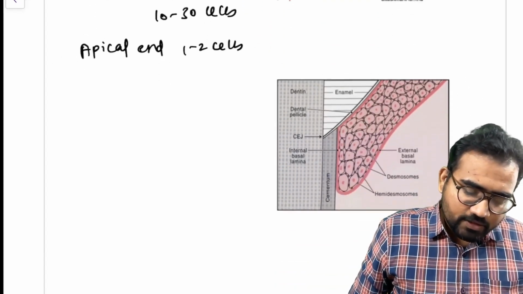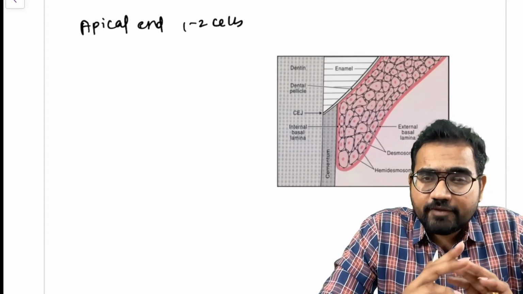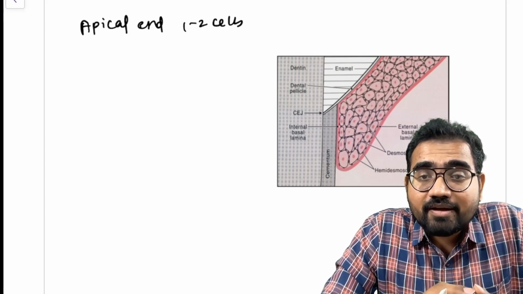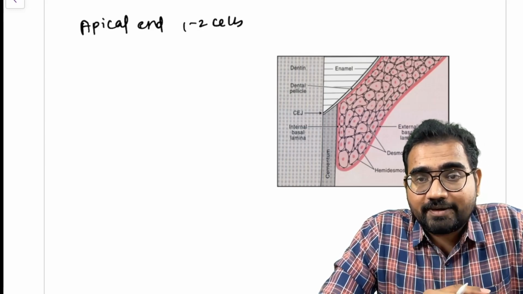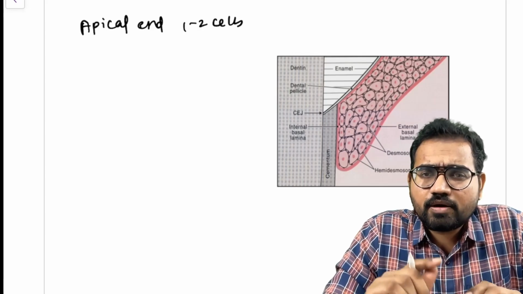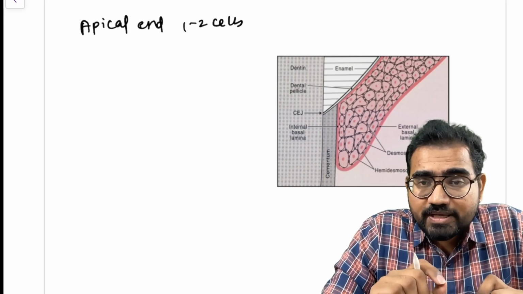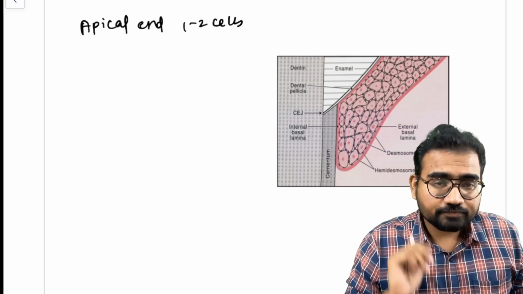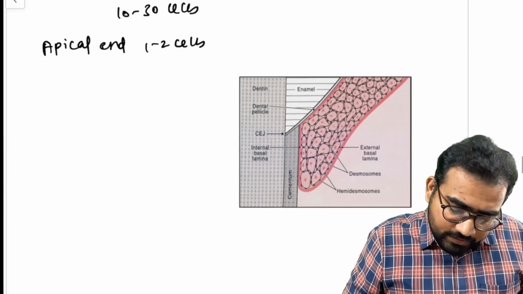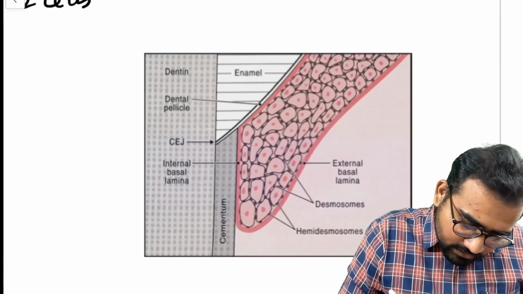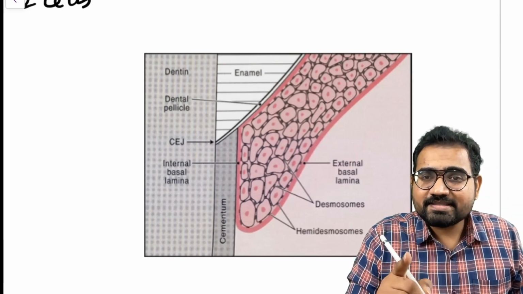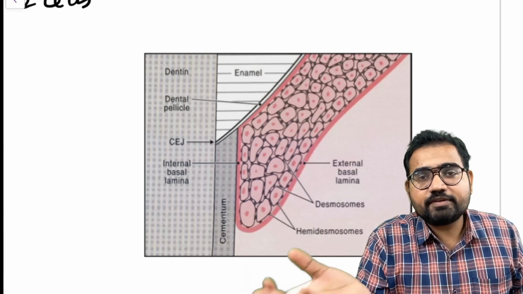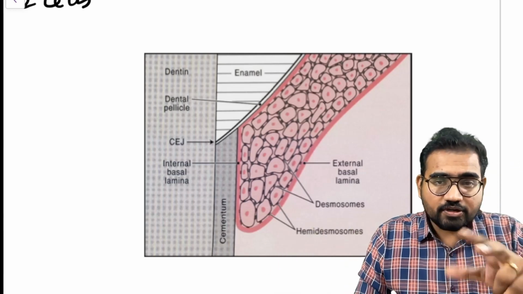Now one very important feature about a junctional epithelium is it will have two basal lamina. Any epithelium in the body you take will have only one basal lamina, but only junctional epithelium will have two. I'll tell you how. Take a look at this picture. What is basal lamina? Basal lamina is present at the bottom of the epithelium and connects your epithelium to the connective tissue.